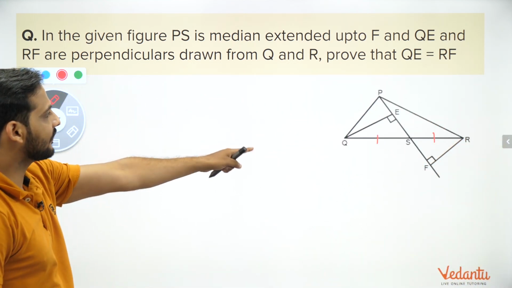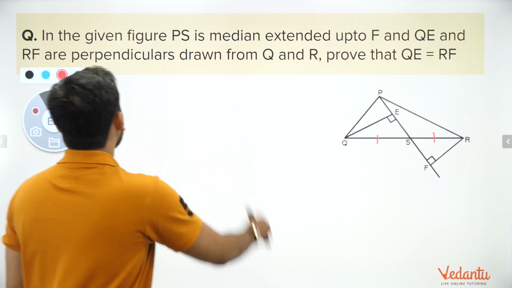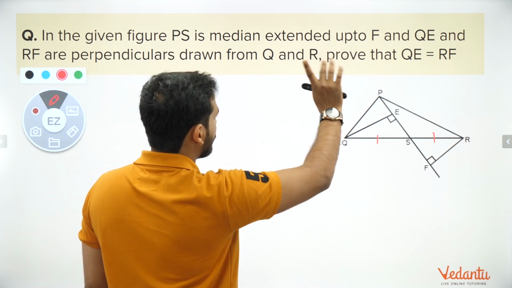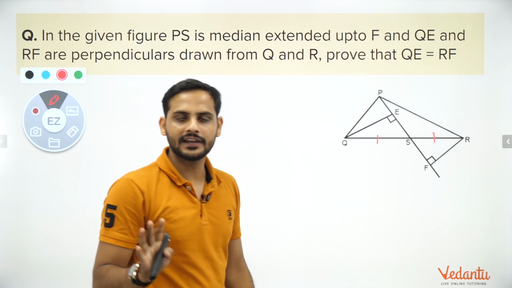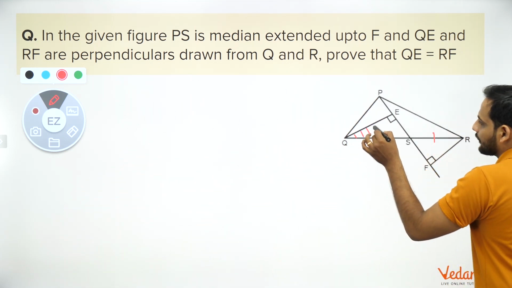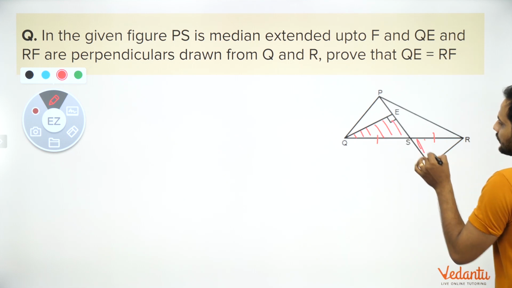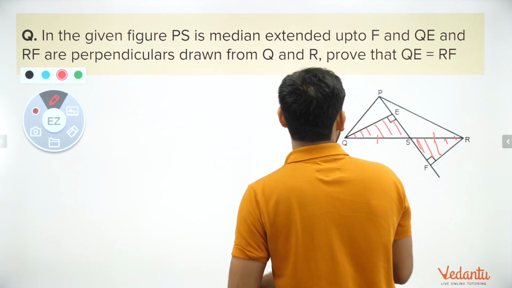Then up to F, QE and RF are perpendicular. Okay sir, they are already shown, drawn from Q and R. Prove that QE is equal to RF. QE is equal to RF I can easily prove if I can prove these two triangles congruent. If I can prove these two triangles congruent, I can easily prove that QE is equal to RF.